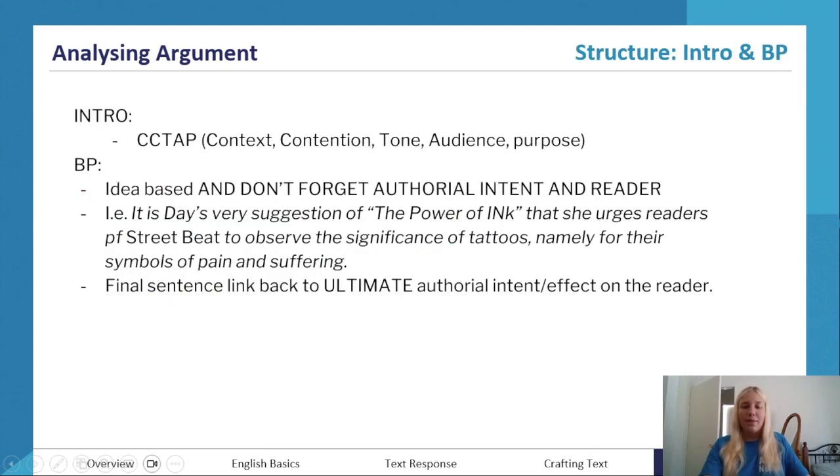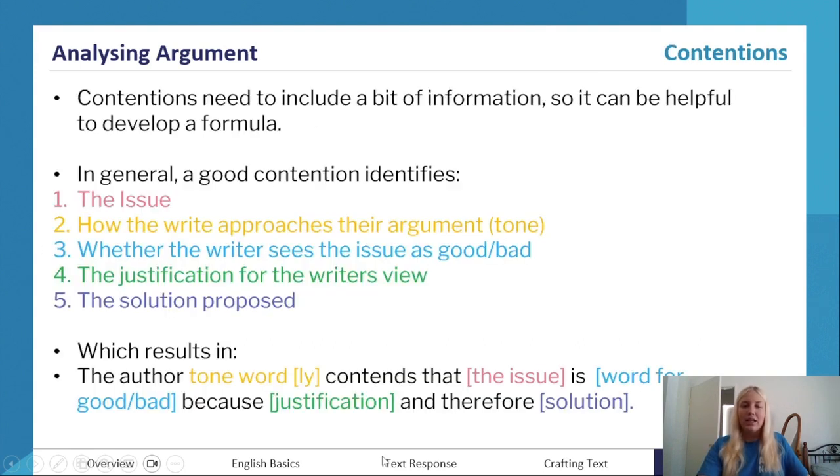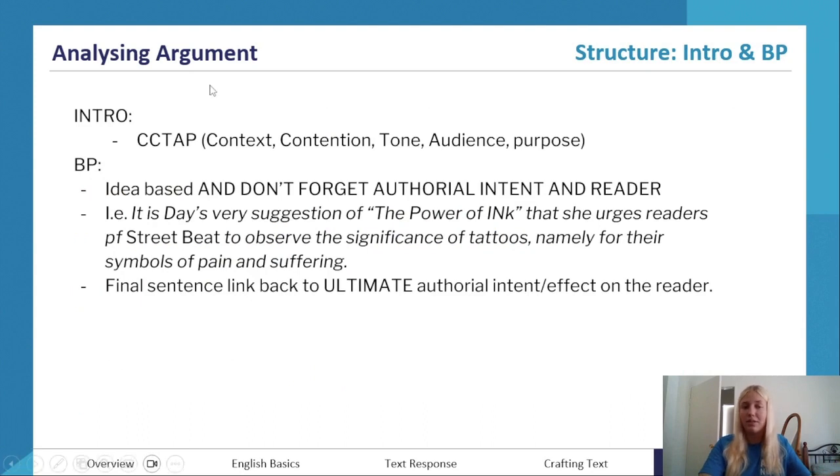Really handy formula. So, in an introduction for analyzing argument, you must cover these elements. The contention, and as part of the contention, must cover the tone word and what the author wants to be done instead. All of these elements need to be there as well. But you will begin with the context. Essentially, what is the piece about? It's a bit of a broad sentence. Then your contention and tone should pretty much be in the same sentence. And you also need to mention what the audience and purpose are.